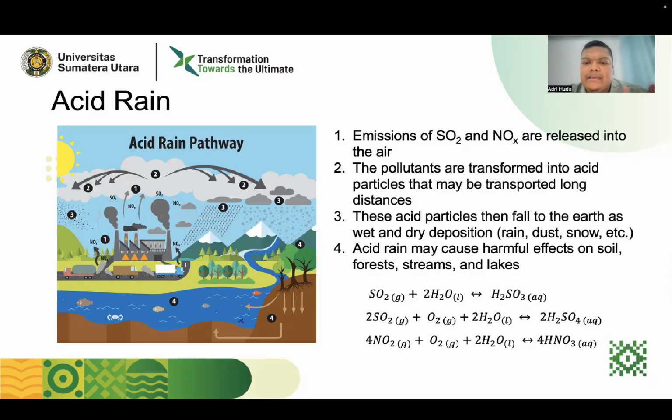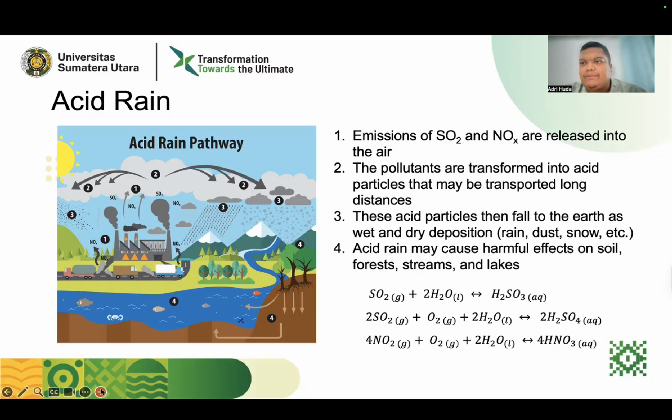So acid rain is basically pollution that is transformed into acid particles that may be transported over long distances. These acid particles then fall to the earth as wet and dry deposition. So all of the gases, when they react with water, can form wet deposition as a rain, or also dry deposition as a dust, for example.